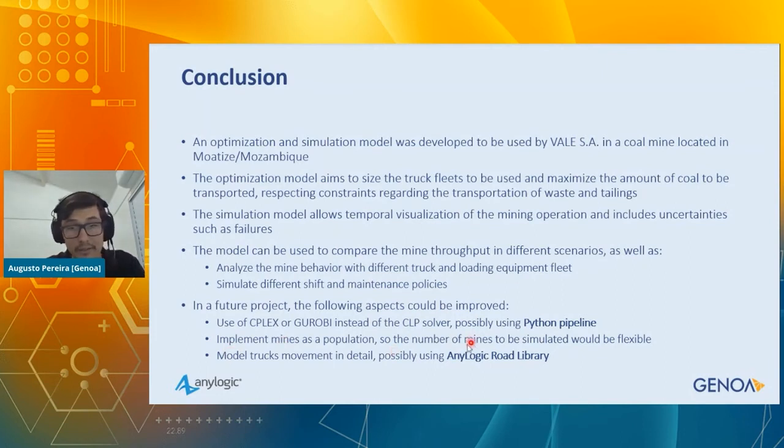Another great improvement we could incorporate is that the movement of the trucks, we made it in a schematic way, but we could use realistic roads and realistic paths, so we could also see bottlenecks in the mine, not just average transit times. It would be a great improvement for the project.